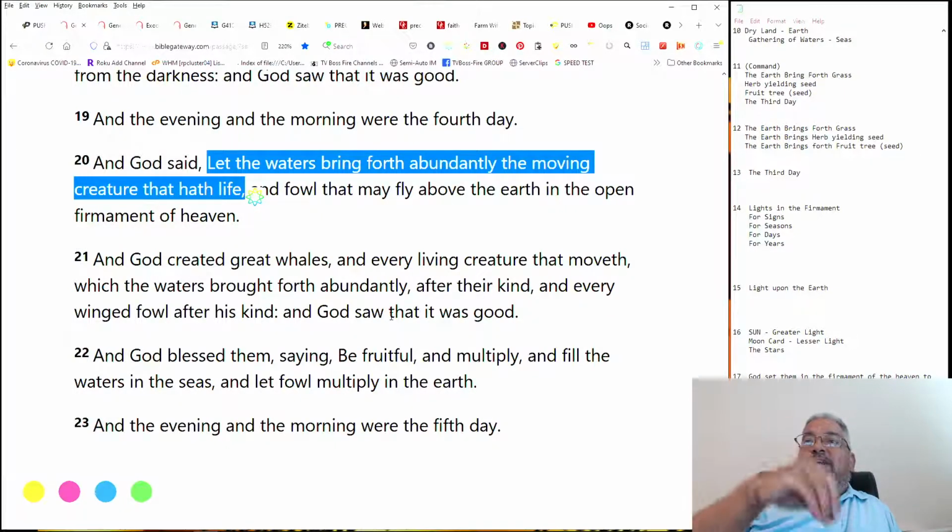Atrapados por ese tiempo. We know that creatures have evolved or adapted. Okay, we don't have to go that far. We have creatures that have adapted to cave life in modern times.